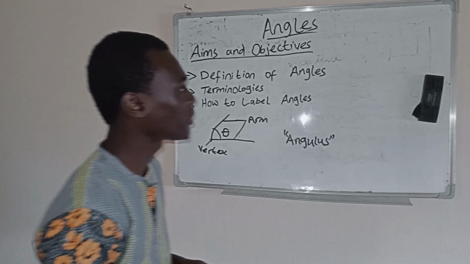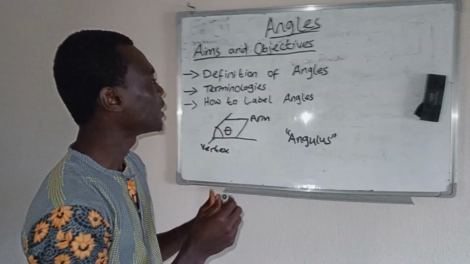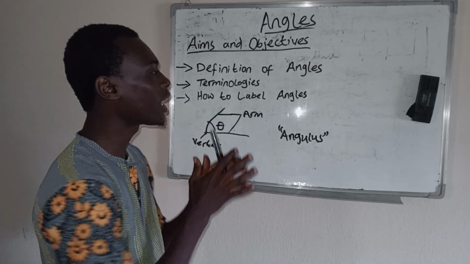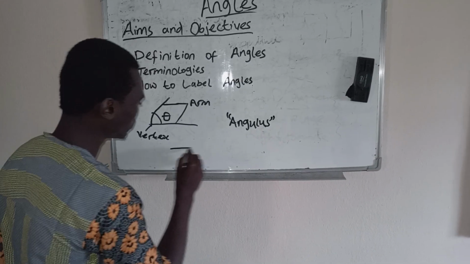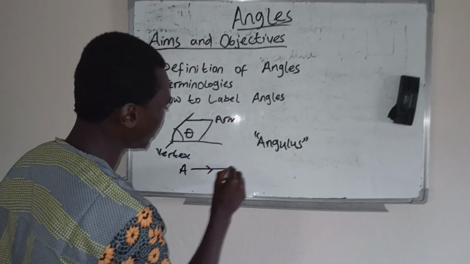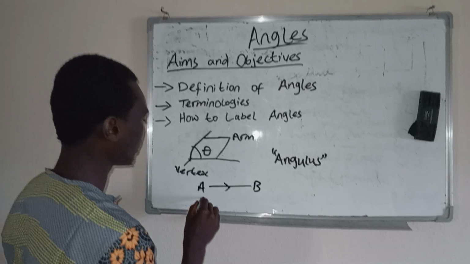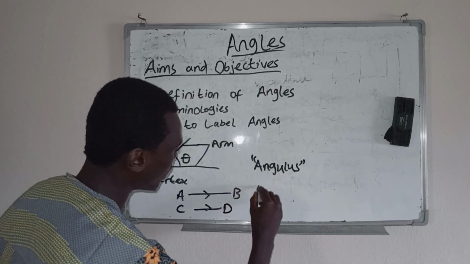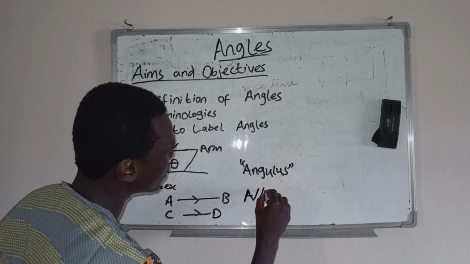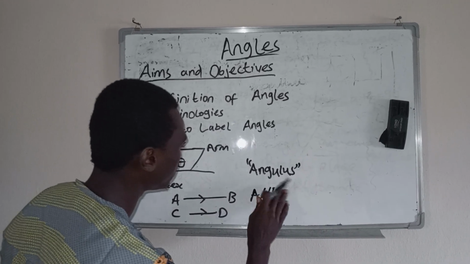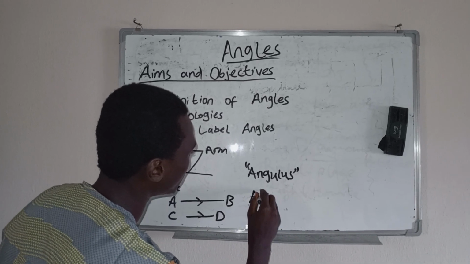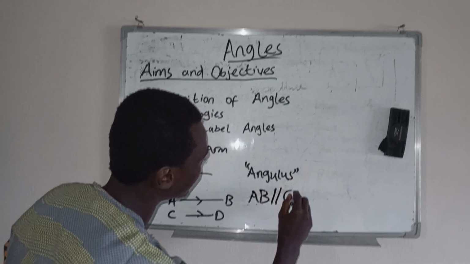Parallel lines. The first one we are going to be looking at is parallel lines. Parallel lines are lines that are equidistant from each other, meaning that no matter how long you draw them, they don't meet. For example, I have line AB and then line CD. Line AB is parallel to line CD.